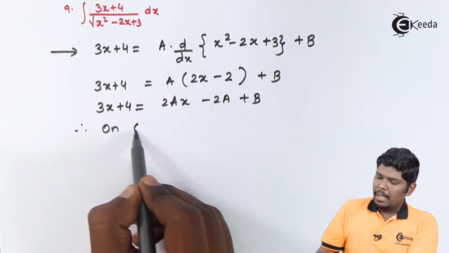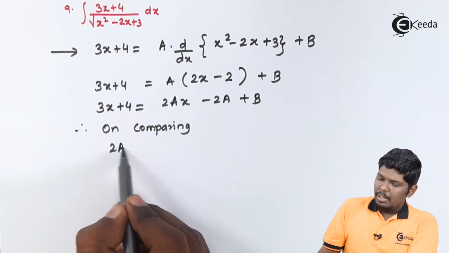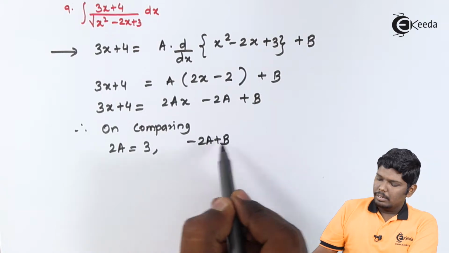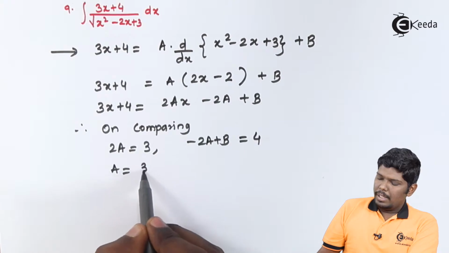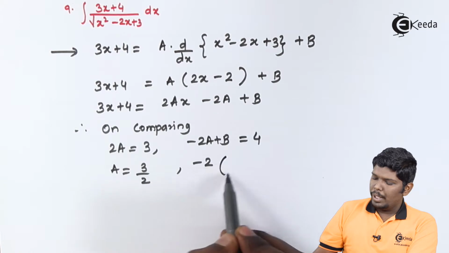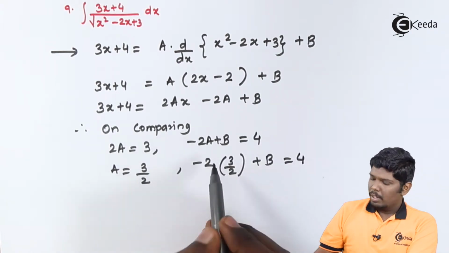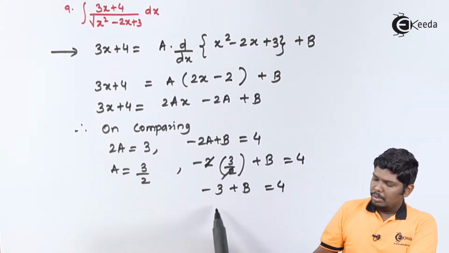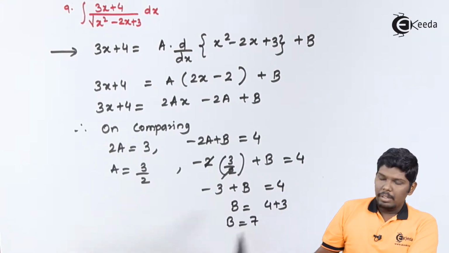Therefore, on comparing, 2a will be equal to 3 and minus 2a plus b will be equal to 4. Here the value of a will be 3 upon 2, and substituting a as 3 by 2, we have minus 2 into 3 upon 2 plus b is equal to 4. 2 will be cancelled. Minus 3 plus b is equal to 4. b will be 4 plus 3. Therefore, the value of b will be 7.